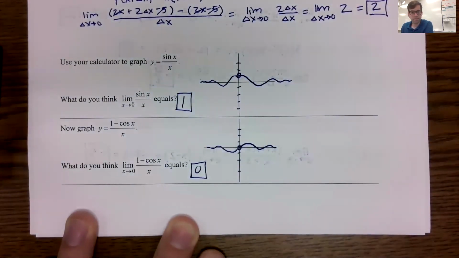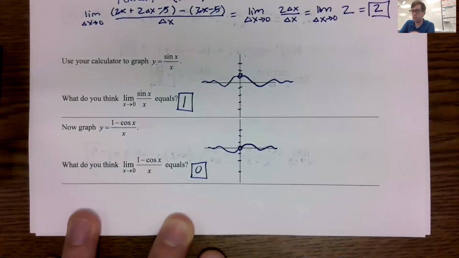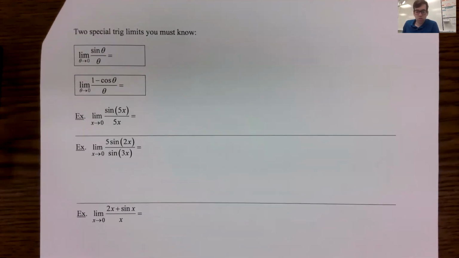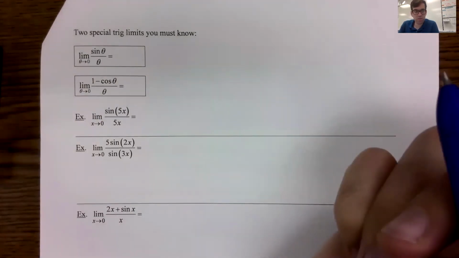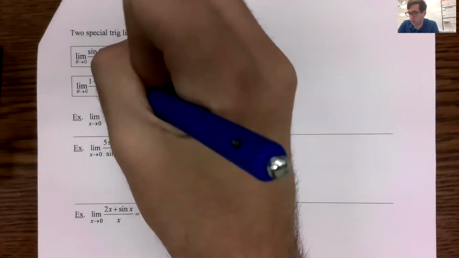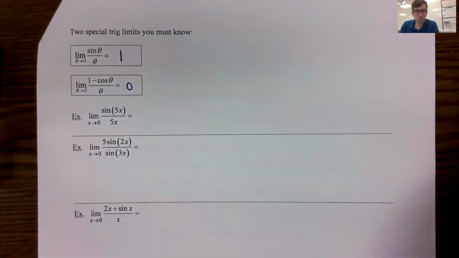Okay. So that was kind of like a discovery. We looked at the graph. Now we are going to flip the page here. And this is some special trig limits that we should know, right? And this is coming straight from what we just looked at. So the limit as theta approaches 0 of sine theta over theta is 1. And for the cosine one, we have 0. And that's coming straight from the graph that we just looked at.